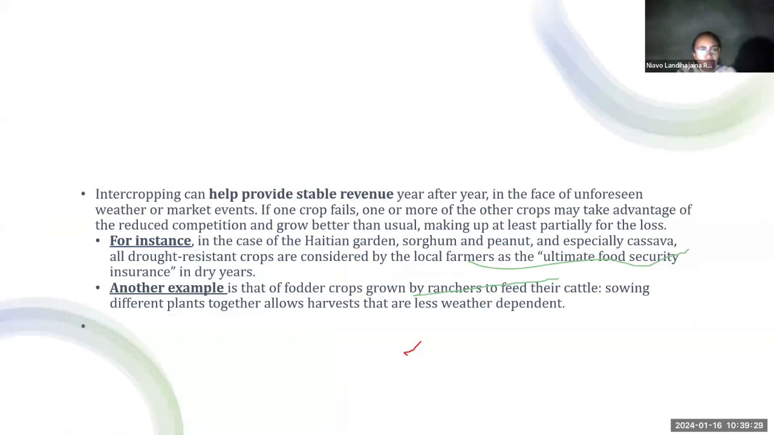Intercropping can also help provide stable revenue year after year in the face of unforeseen weather or market events. For instance, in the case of a Haitian garden, sorghum and peanut, and especially cassava, all drought-resistant crops, are considered by the local farmer as the ultimate food security insurance in dry years. We can see another example, which is fodder crops grown by ranchers to feed their cattle. Sowing different plants together allows harvests that are less weather dependent.